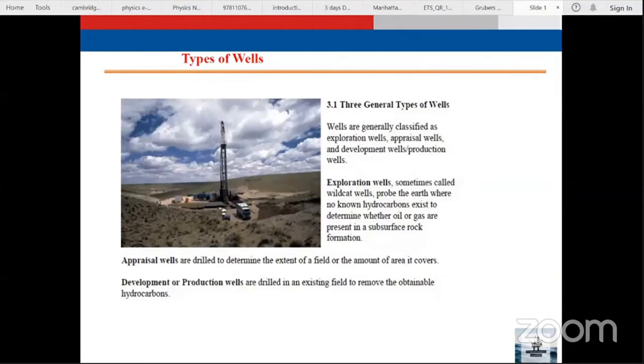Then after we confirm the presence of oil or gas in the rocks, we can go further with appraisal wells. Appraisal wells are drilled to determine the extent of the field, how much area the oil covers, and where the boundary of the reservoir is, the last location where we cannot find any oil. Then after determining the boundary, we go further with development or production wells. These wells are drilled in an existing field, not a new field. We know the boundary of our field, but they are drilled to increase oil and gas production from this field.